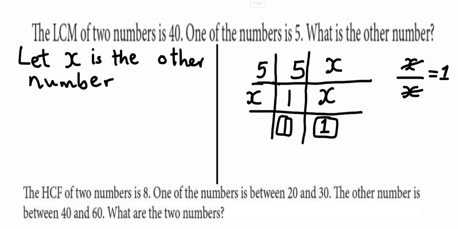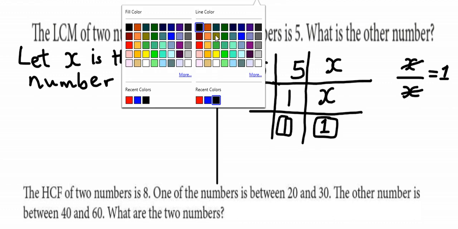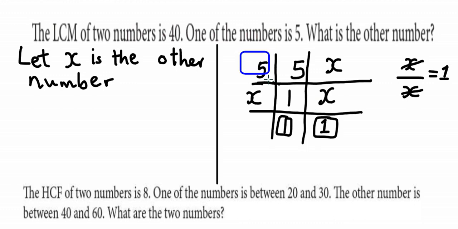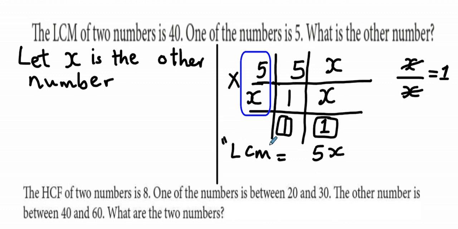Like we discussed earlier, the LCM will be calculated by referring to these numbers here. We normally say LCM equals multiply those numbers. So what is 5 times x? 5 times x is 5x. But remember, the LCM is given. The LCM of two numbers is 40. So in place of LCM, you write 40 equals 5x.